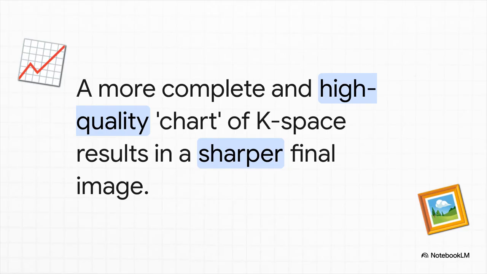So that's really the ultimate takeaway here. The quality of an MRI is directly tied to how well and how completely the scanner can chart that K-space landscape. A more complete map with a strong signal and very little noise gives you a beautiful, sharp image that a doctor can use to make a diagnosis. A rushed or incomplete map, that gives you a noisy, blurry mess.